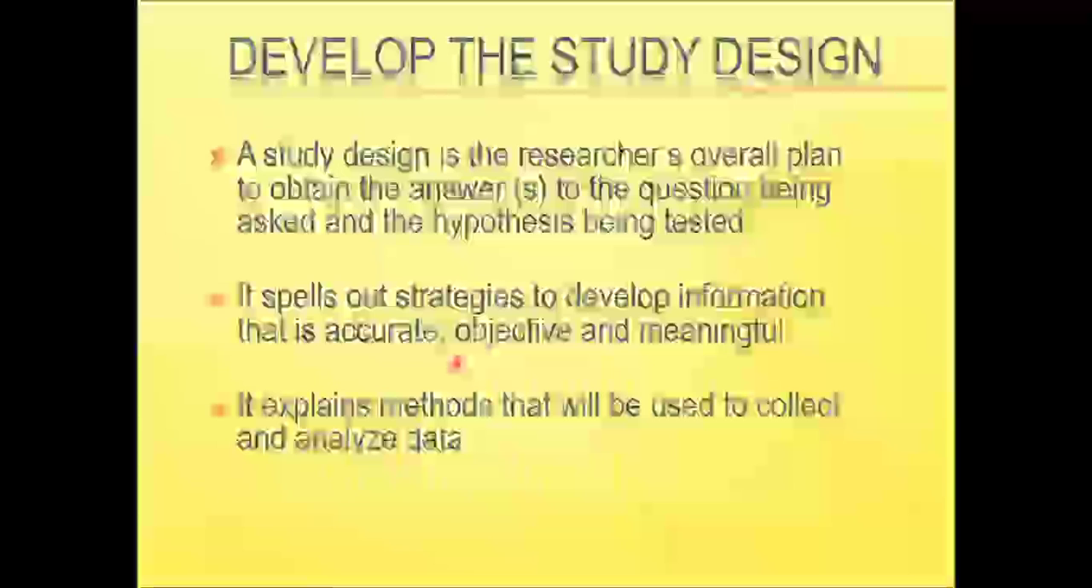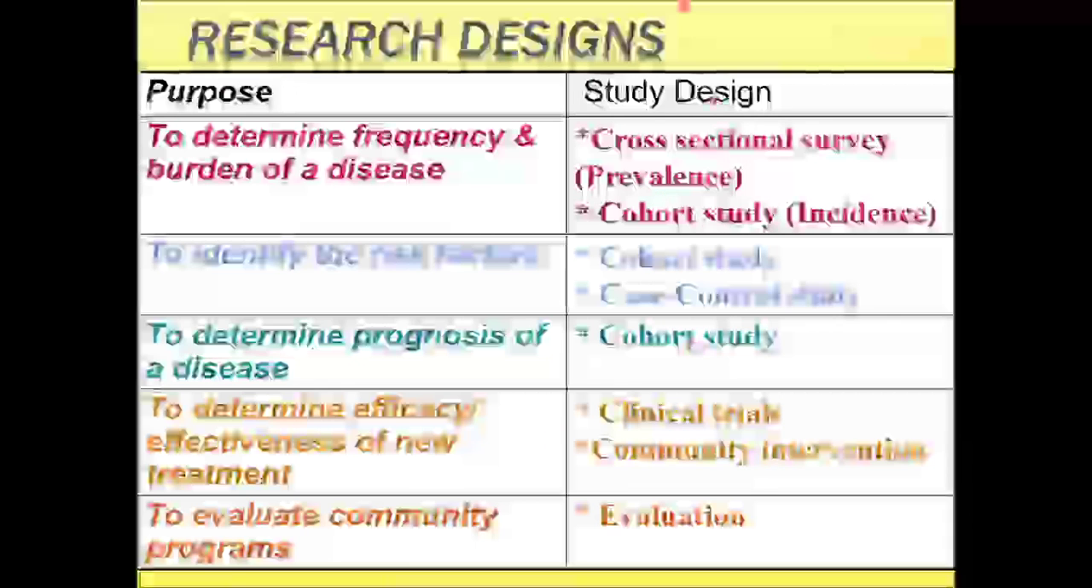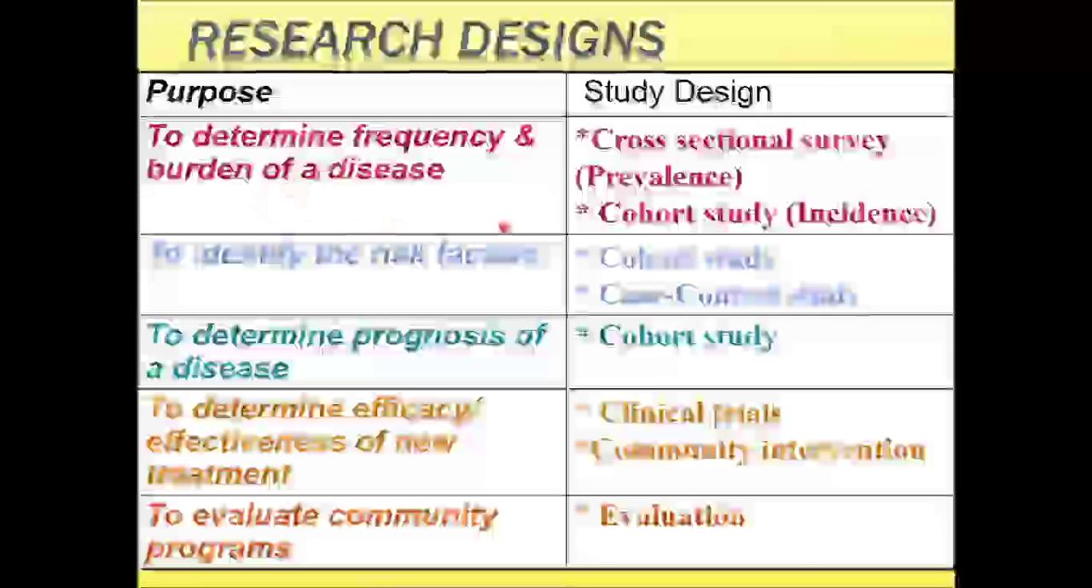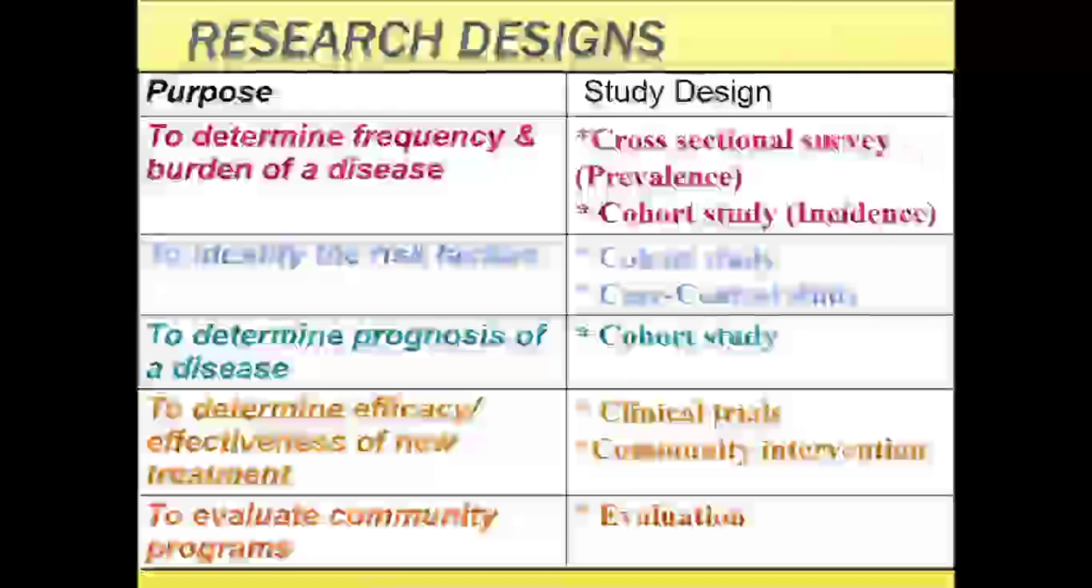We'll be coming to various study designs in a few slides. Now, let's say there are certain research designs that I mention out here. If the purpose of our study is to determine the frequency and burden of a disease, we go for a cross-sectional survey, which finds out the prevalence, and we go for a cohort study if we want to find out the incidence. To identify the risk factors, we go for a cohort study or case control study. To determine the prognosis of a disease, we go for a cohort study. To determine efficacy or effectiveness of a new treatment, it is a clinical trial or community intervention. And evaluation studies are done if you want to evaluate a community program.